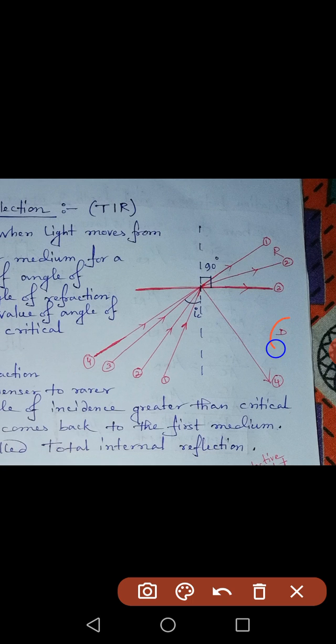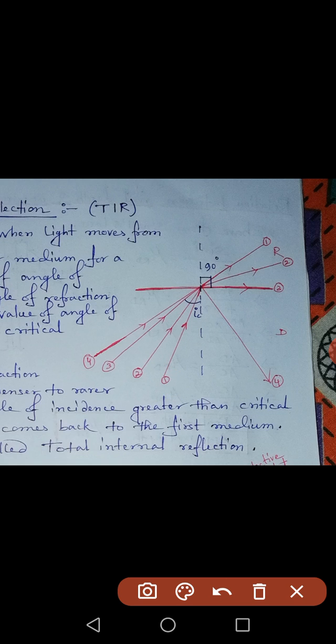So this is the optically denser medium, and this is the optically rarer medium. A light ray is travelling from the denser to the rarer medium. This is the normal drawn at the point of incidence. And here suppose we are considering the first ray. The first ray is this one.